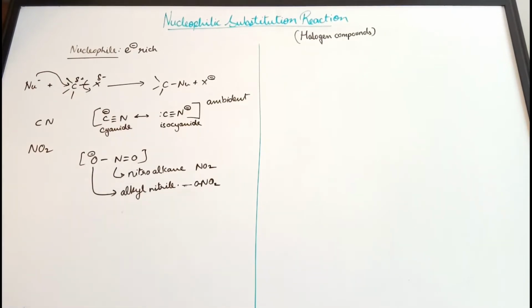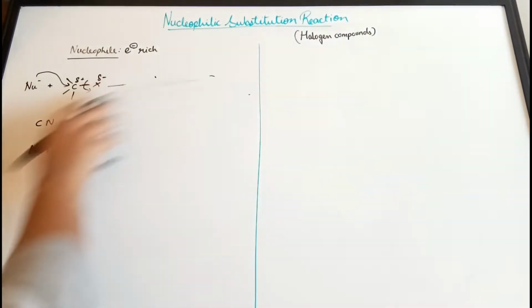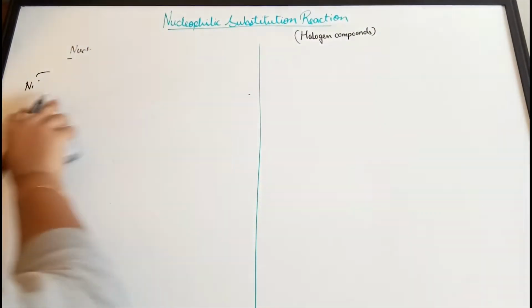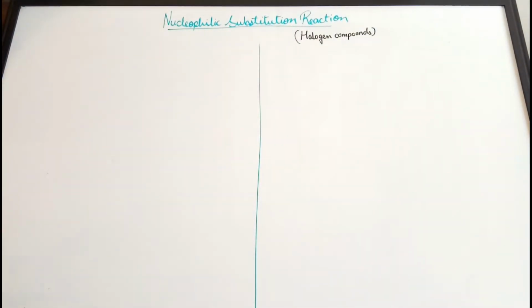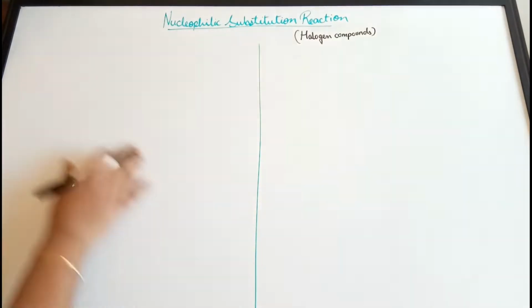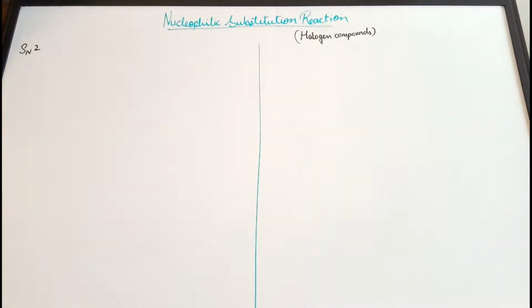Now we will be talking about the nucleophilic substitution reaction for the halogen compounds. So whenever we talk about nucleophilic substitution reactions, the first thing we remember is the SN1 and the SN2 mechanism. Both these mechanisms occur with respect to the presence of bulky groups and the absence of the same. So let's first start with the SN2 mechanism. The SN2 mechanism is also called a bimolecular nucleophilic substitution reaction.